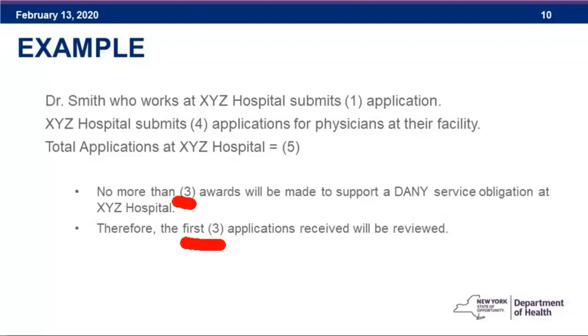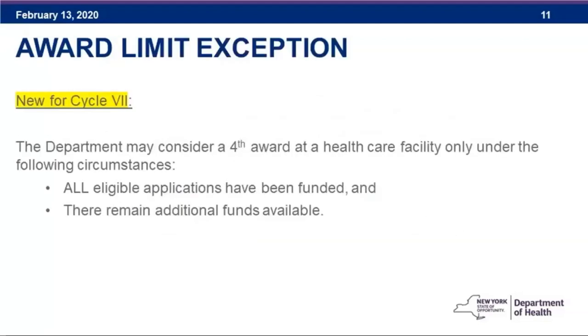If you look at the next slide, this is new for cycle 7, but the department may consider a 4th award at a healthcare facility under the following circumstances. If all eligible applications have been funded and there remains additional monies available, then we will go back and take a look at that 4th applicant and consider them for the award. So again, if we fund all eligible applications and we have money left over, we will go back to previously submitted applications and continue to give out awards until all monies have been spent. So it's really an opportunity for us to ensure that we have the maximum effect, and that if we have monies left over, we can go back and continue to make awards.